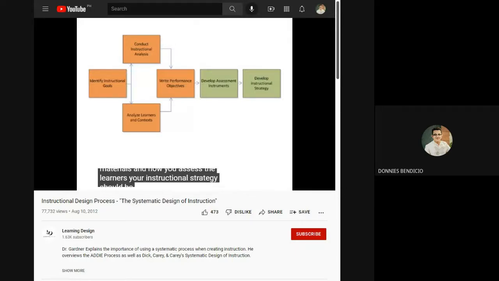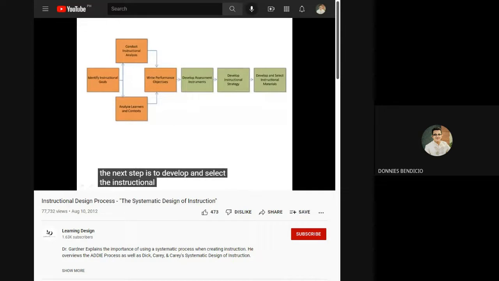Your instructional strategy should be based on instructional theory, what we know works in instruction. After developing your instructional strategy, the next step is to develop and select the instructional materials. This is where you actually produce the instruction. And again, this should be based on the instructional strategy that you've created.